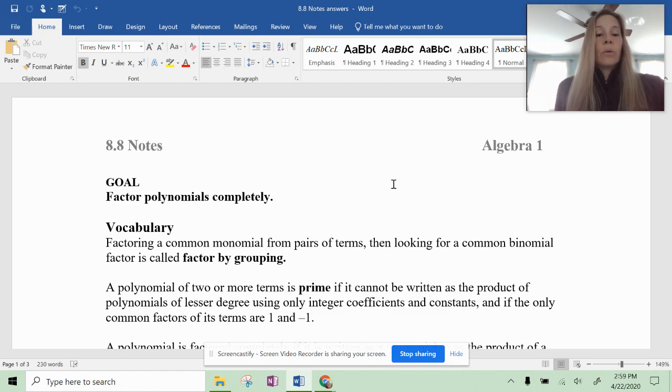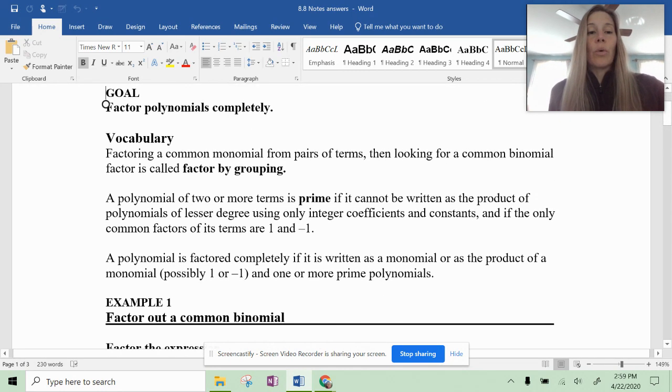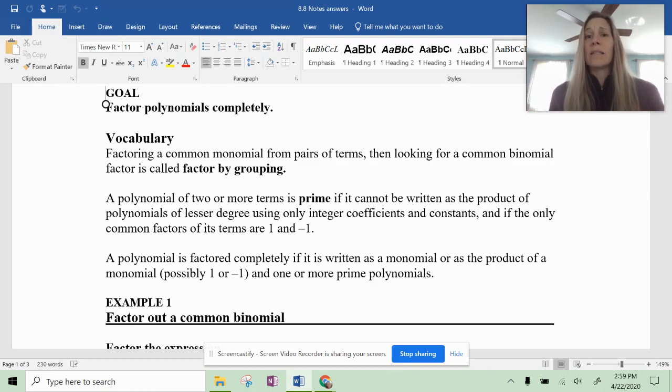So starting out, the vocabulary that we're going to go over here, first thing, like I just mentioned, is factoring a common monomial from pairs of terms, and then looking for a common binomial factor is called factoring by grouping, and that's really the second half of the AC method. A polynomial of two or more terms is prime if it cannot be written as the product of polynomials of lesser degree using only integer coefficients and constants, and if the only common factors are 1 and -1.